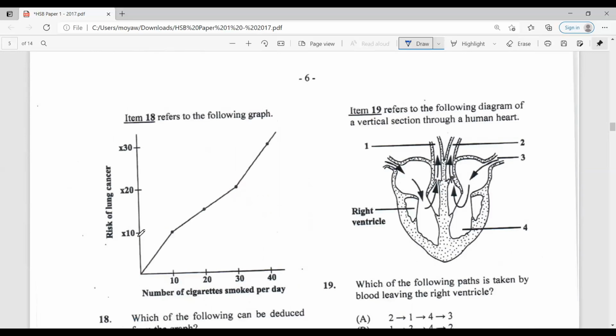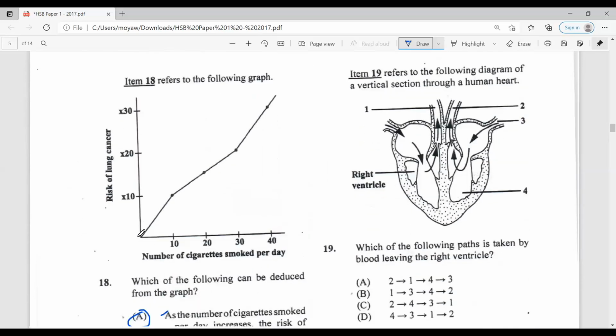19. Item 19 refers to the following diagram of a vertical section through a human heart. Which of the following paths is taken by the blood leaving the right ventricle? So they already labeled the right ventricle for us, which is this part.